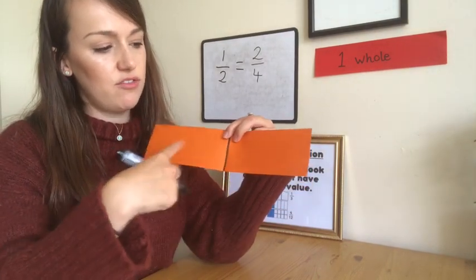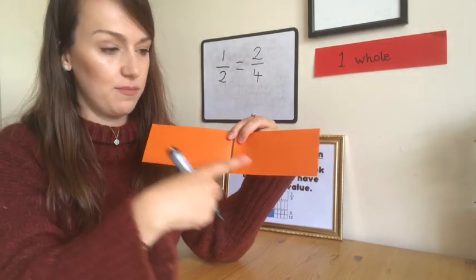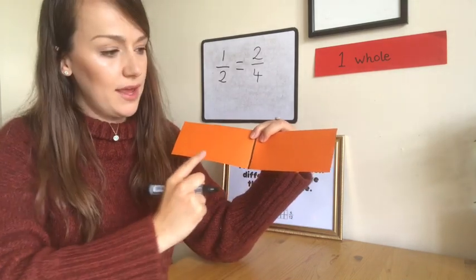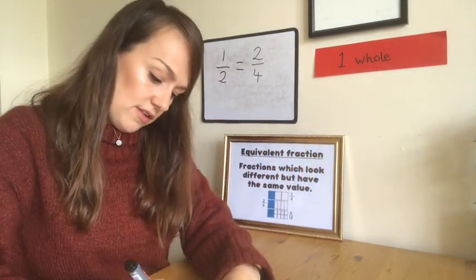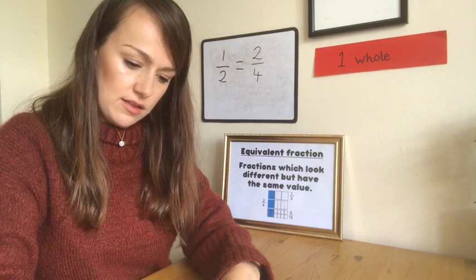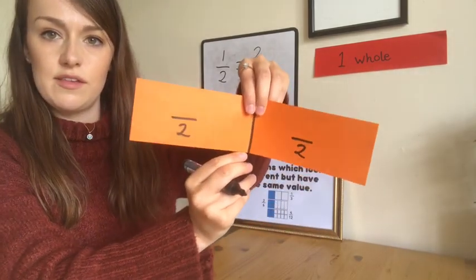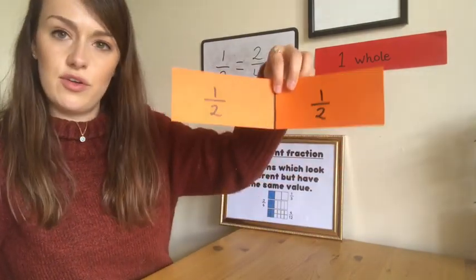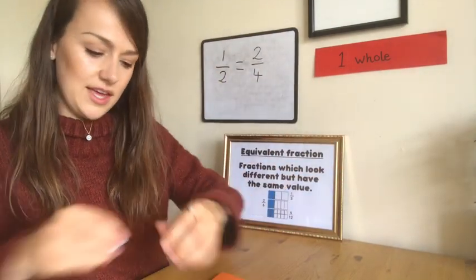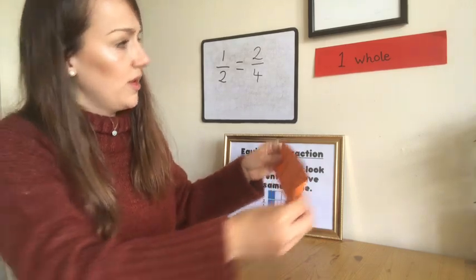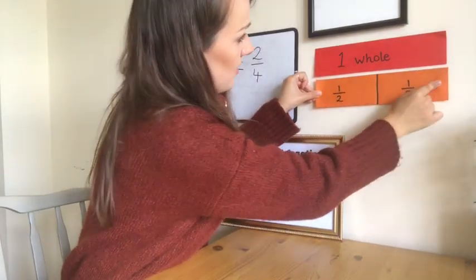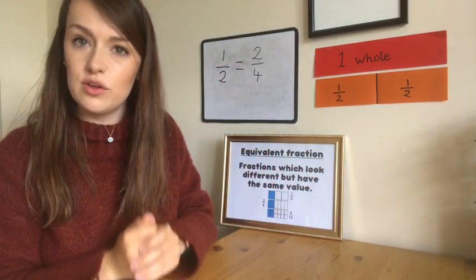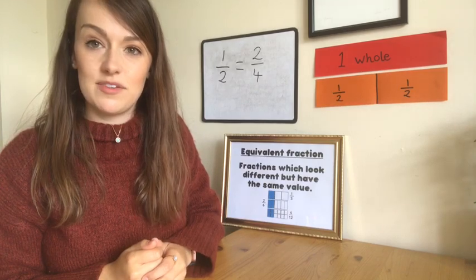Then I need to write in each side what fraction this part represents. Okay, so we know that we've split our whole into 2 equal parts, so the denominator, the bottom number, is 2, and each one of these represents 1/2. So we can already see that 2 halves are equivalent to 1 whole. They are the same size.